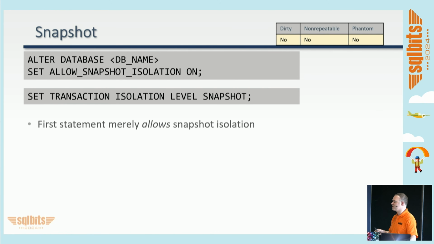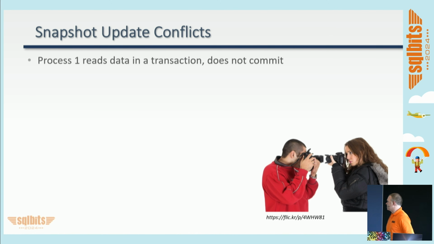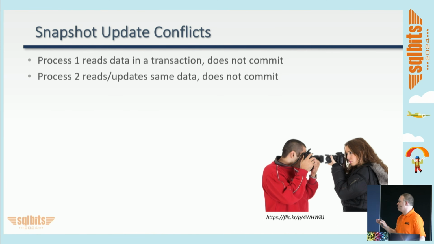Now, because we have this transaction level isolation, we can get what's called an update conflict. So let me explain and walk you through this here. We have 2 processes. And let's say the first process reads data within a transaction but does not commit it, right? So it now has a snapshot that it's looking at. And anytime it wants to look at this data, it's going to look at the snapshot. Meanwhile, process 2 comes along, reads and updates the same data, but also does not commit anything. So now we have changes in an open transaction and a different snapshot that process 2 is looking at. And once again, it's an open transaction because it wasn't committed yet.